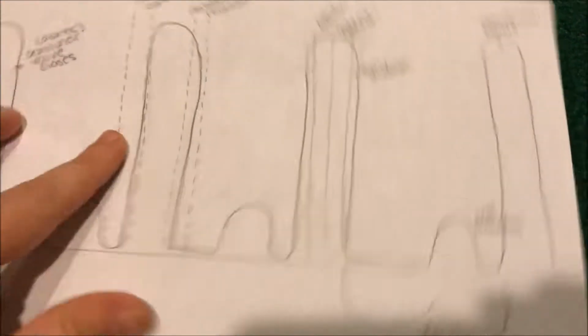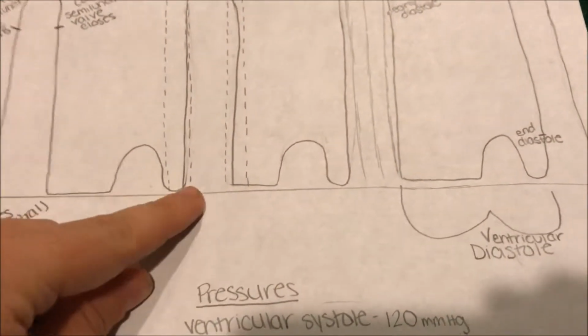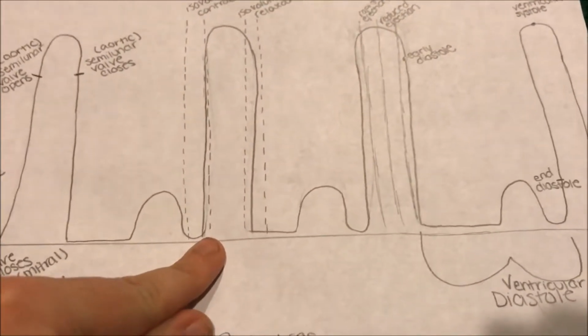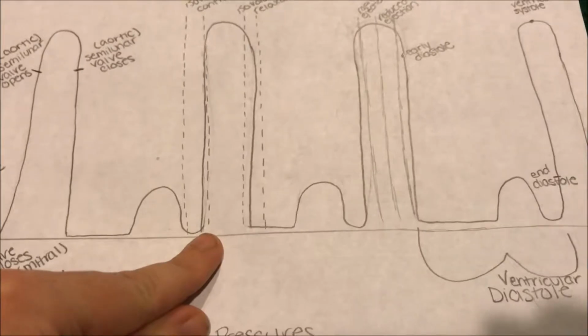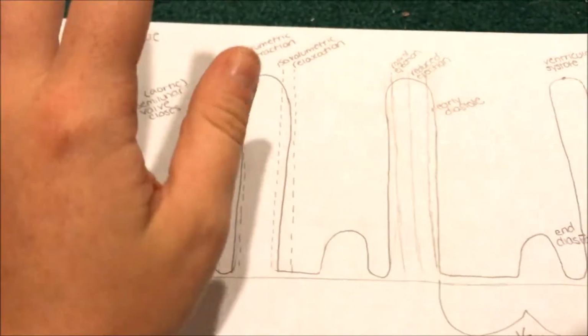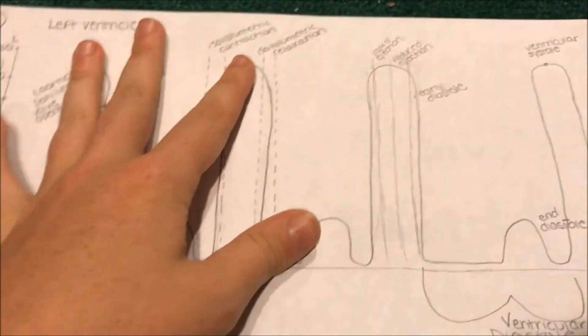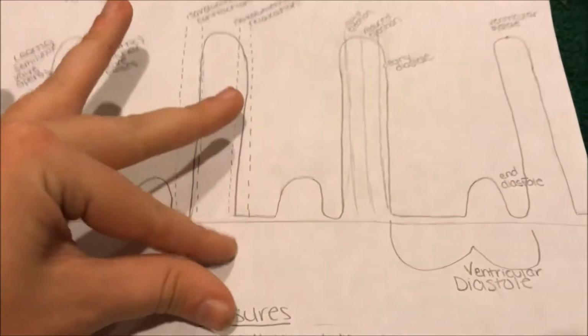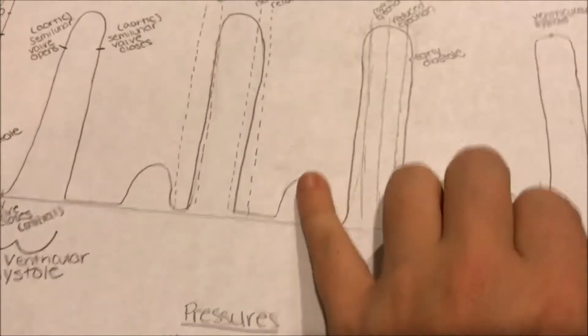Isovolumetric contraction. So from here to here, the dotted lines, this is when there is no blood moving, the valve hasn't opened up yet. Isovolumetric relaxation. So after all the blood's pushed out, the ventricle is able to relax and start filling again. Again, we got atrial contraction.